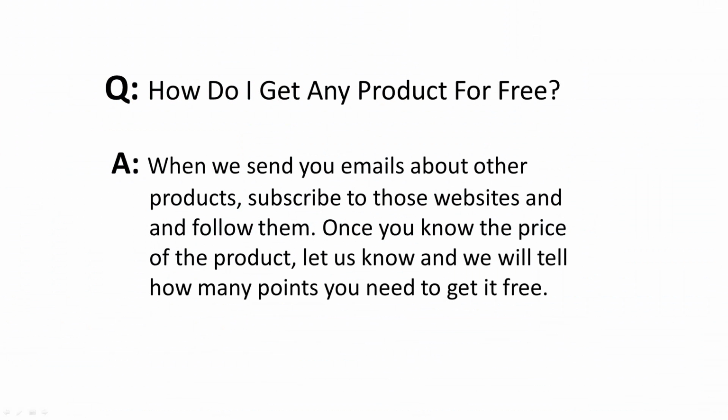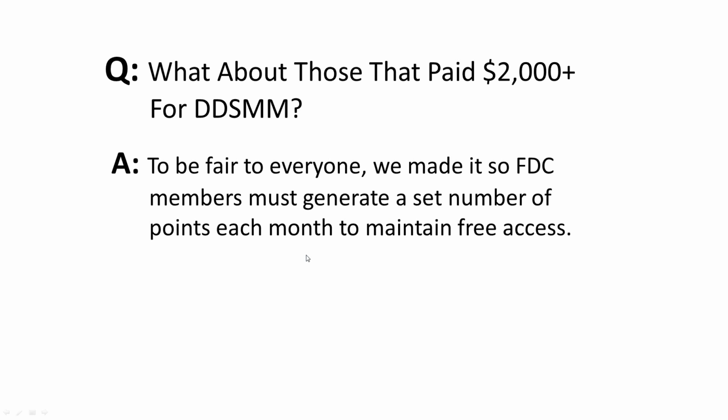So next question is, how do I get any product for free? Well, it's pretty straightforward. We send you emails, we give you other incentives about different products and things out there. Subscribe to those websites, follow them, and once you know the price of the product, let us know and we'll tell you how many points you need to get it for free. There's other things too. There might be a product where the owner's telling you, hey, I'm literally taking this down in 5 days. So if you have to buy it and you don't quite have your points yet and you just want to jump on and buy it, make sure that you contact us, because if you use one of our links that we can track, we can give you points for buying it, and you can get a lot of points. I think on the next one here, or one of these slides here, I'll show you. But some of these products you can earn 10,000 points for joining it, which you can turn around and get a free product with that.